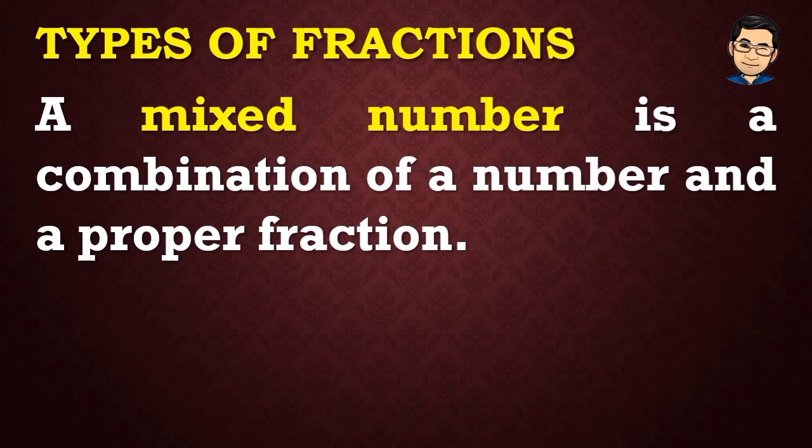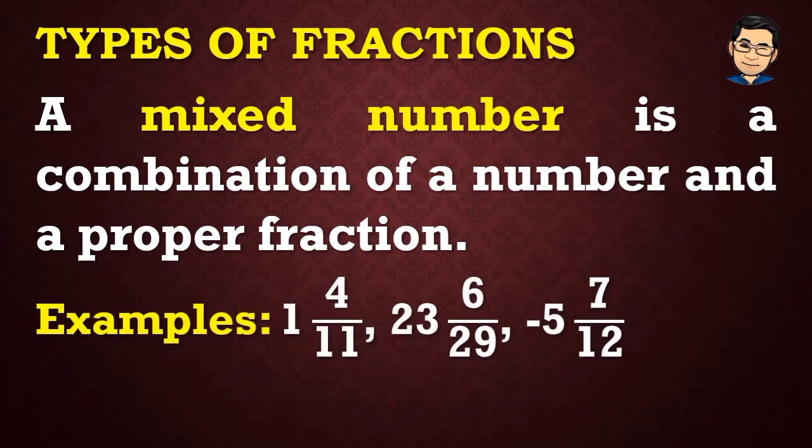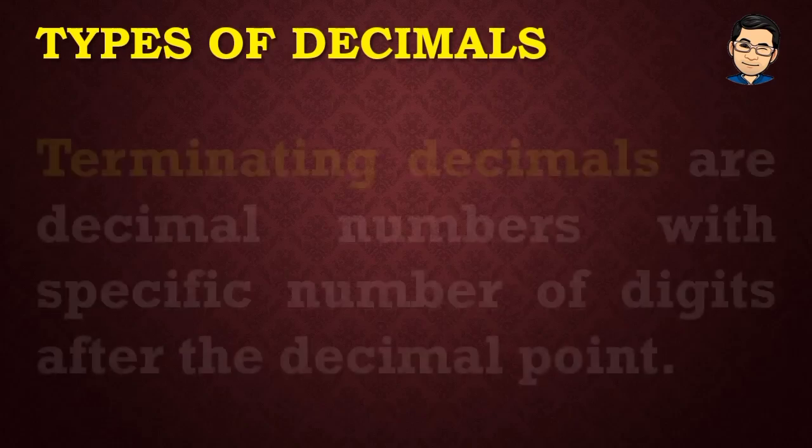We also have mixed numbers. A mixed number is a combination of a number and a proper fraction. Let's have examples: 1 and 4 over 11, 23 and 6 over 29, and negative 5 and 7 over 12. As you can see, it is a combination of a number and a proper fraction. Again, in a proper fraction, the numerator is lower than the denominator.